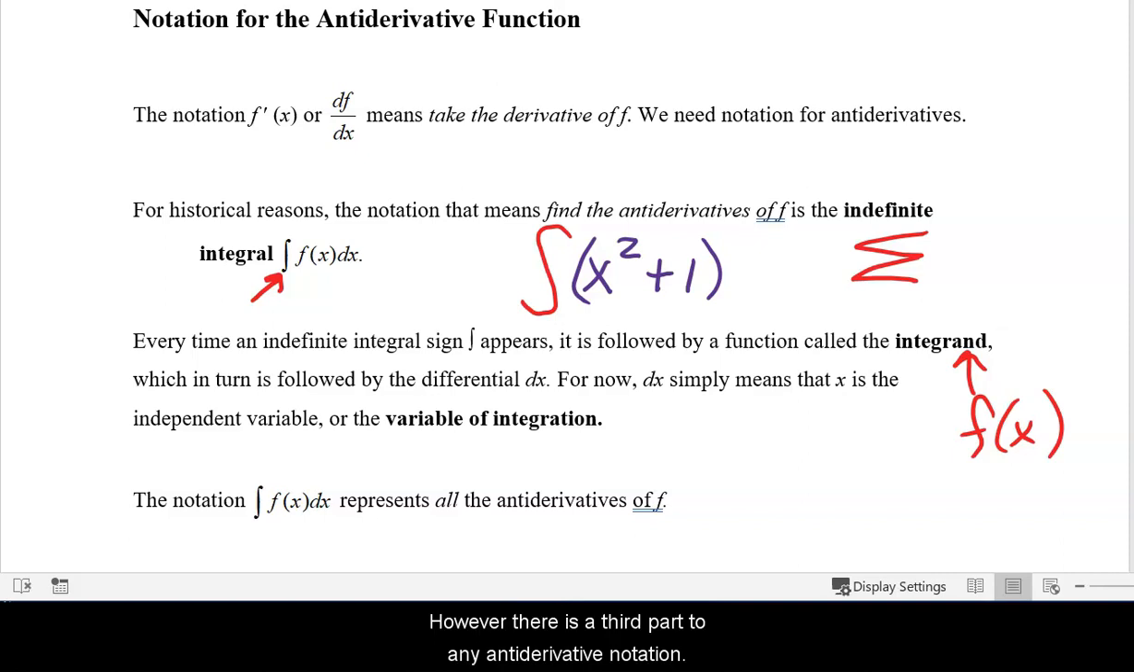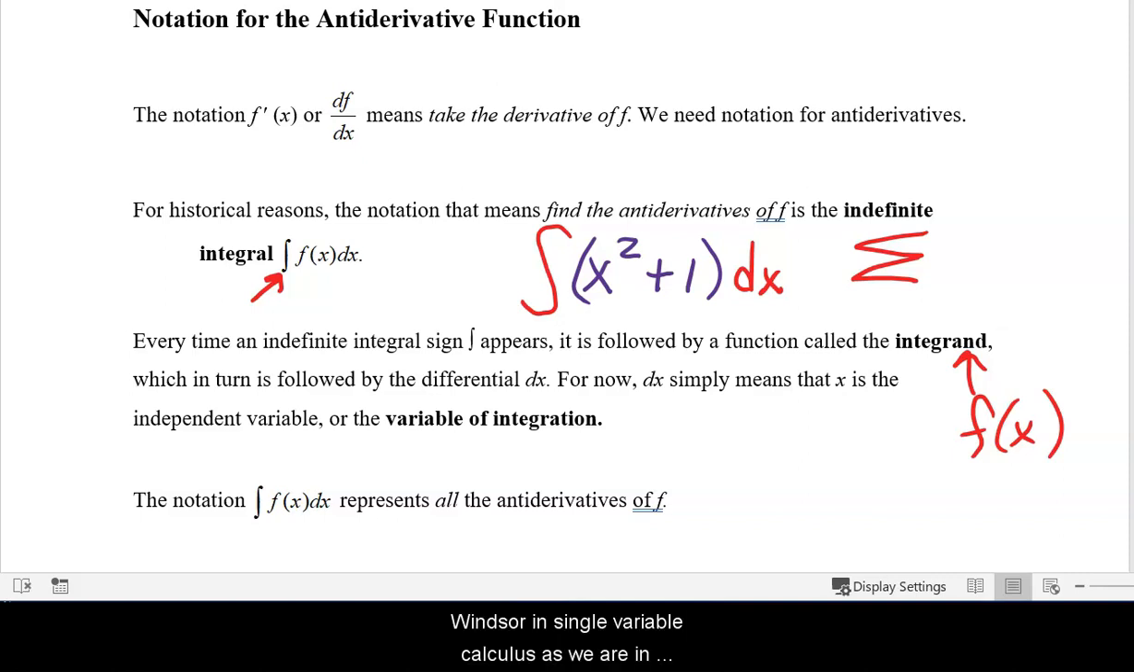However, there is a third part to any antiderivative notation. When written in this form, all three parts must be present. You must have the integral symbol at the beginning on the left, you must have the integrand in the middle, and as a bookend to the integral symbol on the far right, you must have the differential. This is the same differential that we looked at in Chapter 4 earlier. This dx does also represent delta x. It also tells us what the independent variable is and what we're going to be undoing the derivative with respect to.